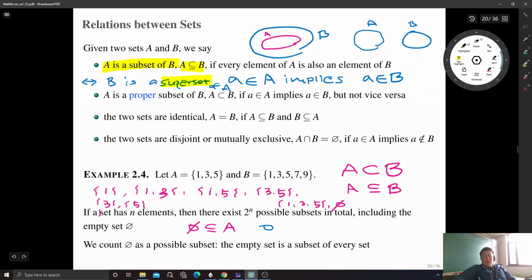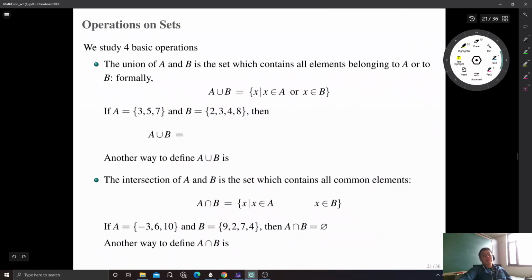The empty set is a subset of the empty set. But this statement is not true: the empty set is a proper subset of the empty set, because these two sets are identical and have no elements, right?